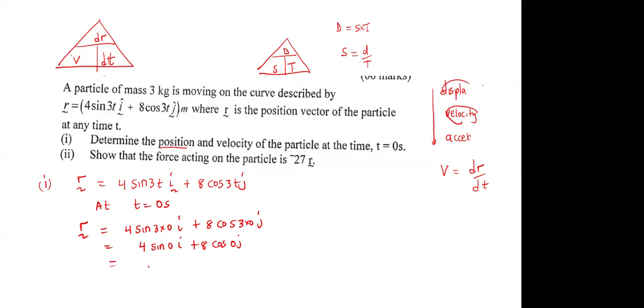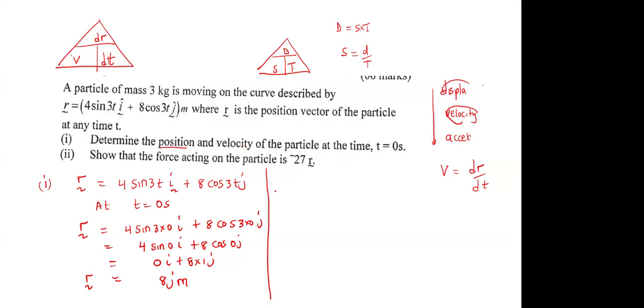Here, please avoid assuming. I know you may know that sine of 0 is 0, so here we shall get 0i plus, cos of 0 is 1, so we have 8 times 1 j. So we shall end up with 8j, and that is our position. Do not assume, members, because you may make a mistake and say that one is 0. No, first place your calculator. And these are meters. So that is our position at time t equal to 0.